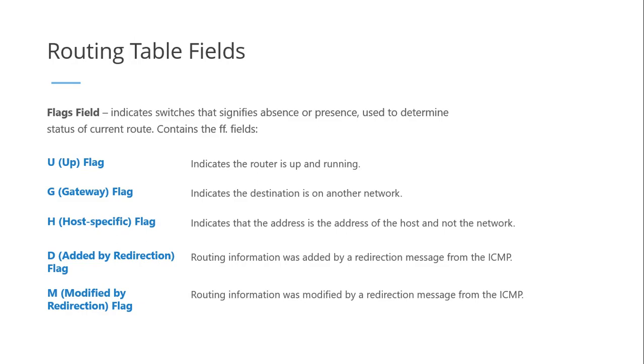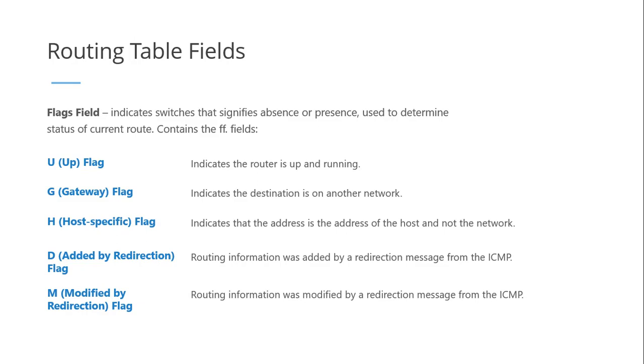Next, we have the host specific flag. This indicates if the IP address for the destination is actually the IP address of the host or just the IP address of the network segment. As I mentioned a while ago, the destination could be the specific destination or the specific host already, or just the network segment where the host is part of. So the host specific flag is the one used to determine that.